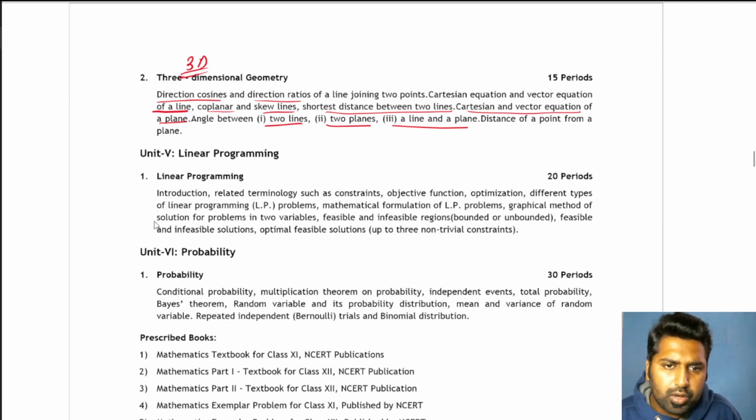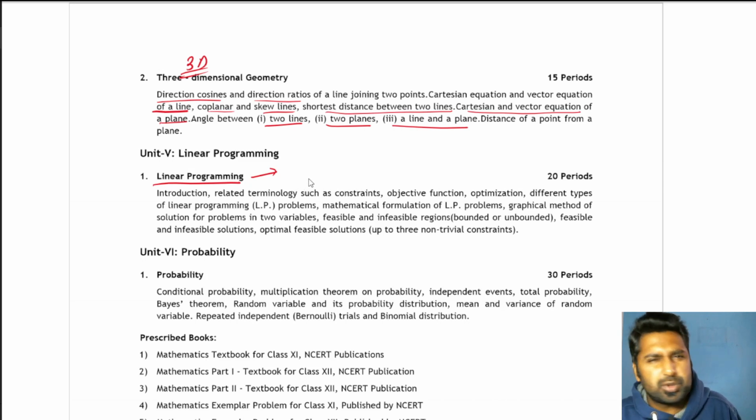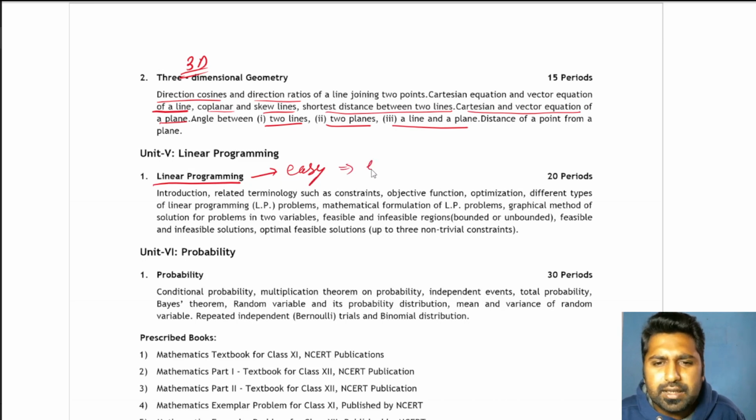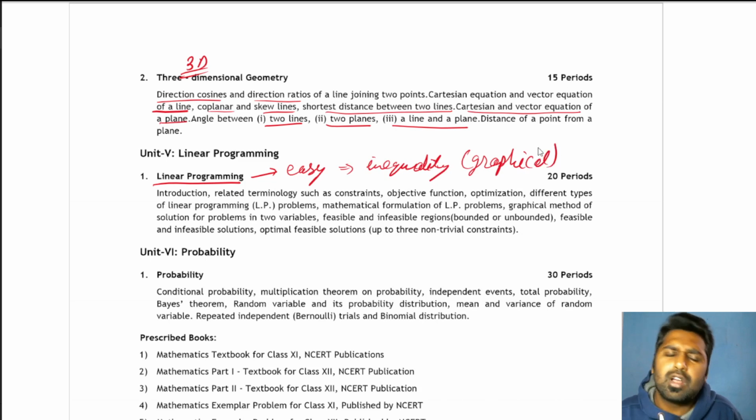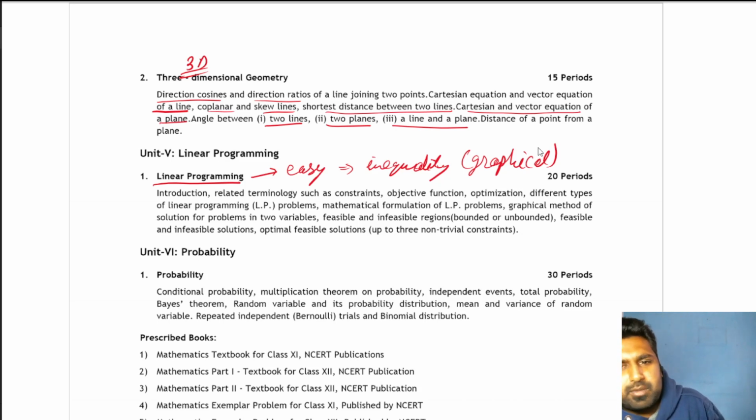The last two topics: linear programming. Again, a very simple idea, I'll say. Objective questions are also very easy in this. This is an easy topic, with slight use of inequalities, the graphical part more importantly. If you know how to solve inequalities graphically, which I'll teach you in grade 11th maths, this one will be pretty much the same, very easy to solve.